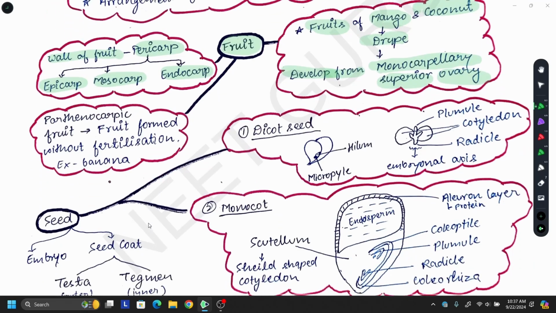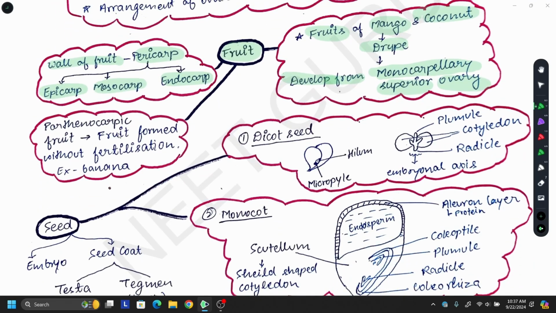Okay. Now, fruits are generally formed after fertilization, but there are many cases where fruits are formed without fertilization. If the fruit is formed without fertilization, that fruit is called a parthenocarpic fruit. Generally, the parthenocarpic fruits are seedless, and an example is banana. So generally, what happens? The parthenocarpic fruits are formed without fertilization, and they are seedless. There is no seed in them.